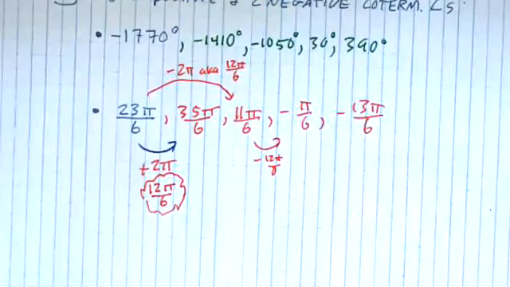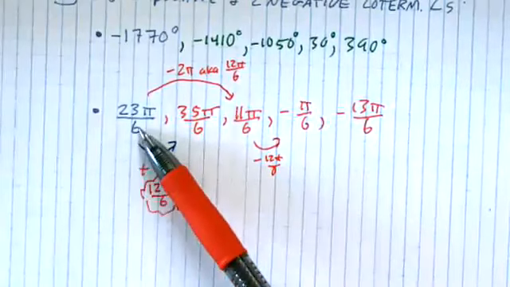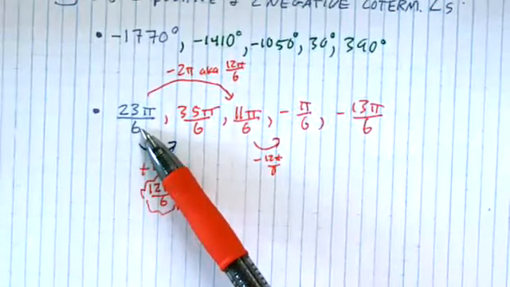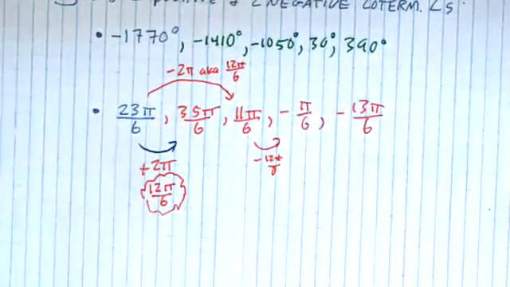Now, are you always going to be thinking 12 pi over 6? It depends on what your denominator is. If we were doing something like 3 pi over 4, so if we're thinking of over 4, then I want to be thinking about adding, what would that be? 8 pi over 4 would be the same as 2 pi.